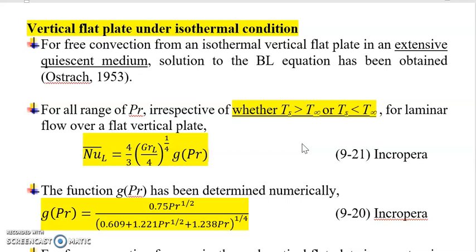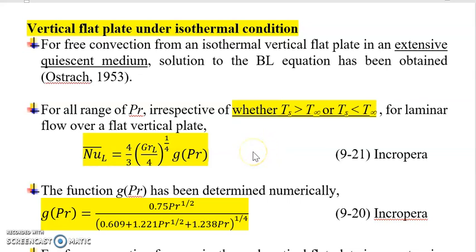Ostrach in 1953 obtained a solution to the boundary layer equation. In the earlier part 1 of the module, I just flew over the development of the equations in the boundary layer. You can check them out yourself in the eBook. But here I'm presenting the solution. It's not available in the eBook, but is given in the reference Incropera, 9.21 in Incropera.